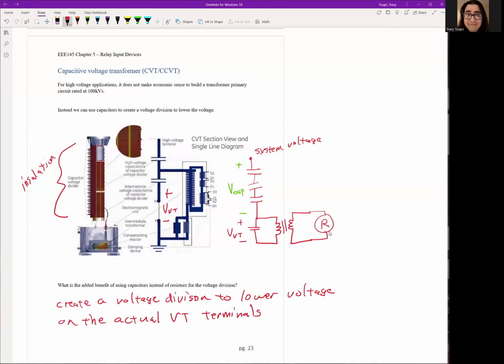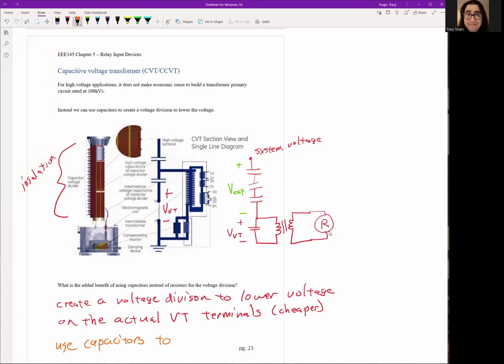It makes it cheaper, right? So for example, I could use a standard VT from the distribution side for maybe 12.47 kV, and then I have a 100 kV system voltage. I could create a string of capacitors to do that voltage division to go from 100 kV down to 12.47 kV. Okay. Additionally, we use capacitors instead of inductors.